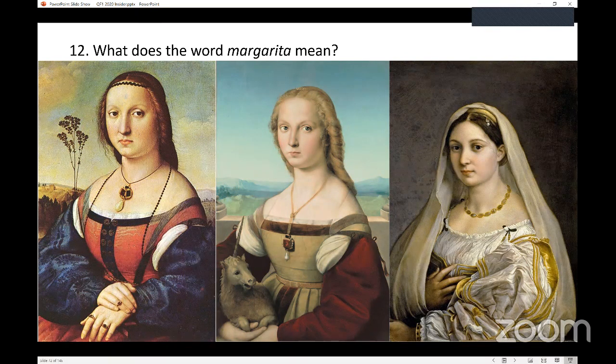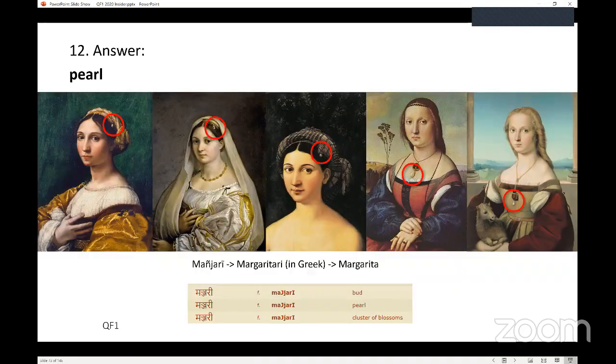Hi, this is Arun. Yeah, go on. The answer is a pearl. You can see a pearl in every photo. That's right. This is the pearl. Margarita means the pearl. And so the word manjari became margaritari, which became margarita.